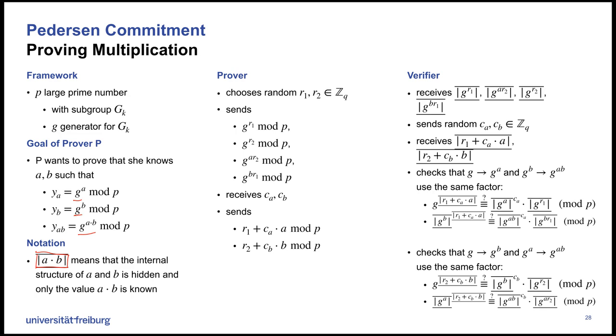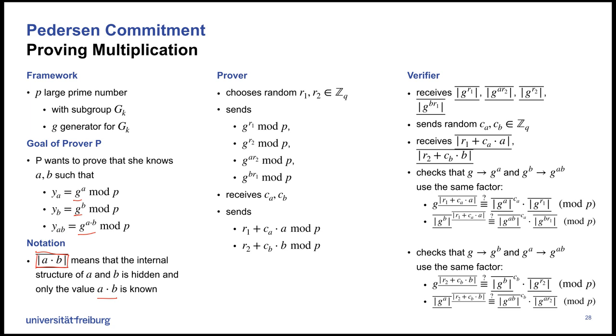Okay. So this means that the internal structure of A and B is hidden, and we just have this value. We can see this A times B, but I give it to you and it's hidden. So you just see the resulting number. Okay, let's see where things get easier with that.